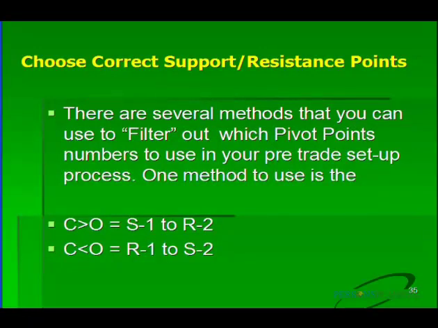There's one method that you can use to help filter out which pivot point numbers to use in your pre-trade setup process. One method is to use the close greater than the open, then you'd use S1 to R2. In other words, if the market closes above the open, the market's considered to be bullish, and you'd look for S1 to R2. That would be an idea, a game plan of what to use. If the market closes below the open, then we would want to use R1 down to S2, as that would indicate a bearish market condition.